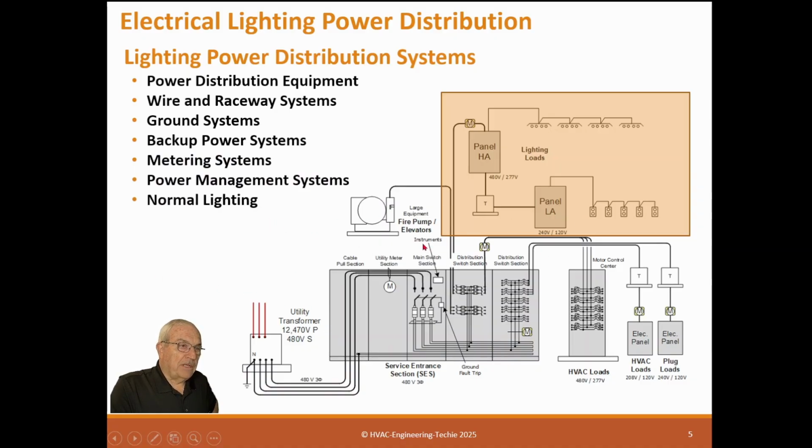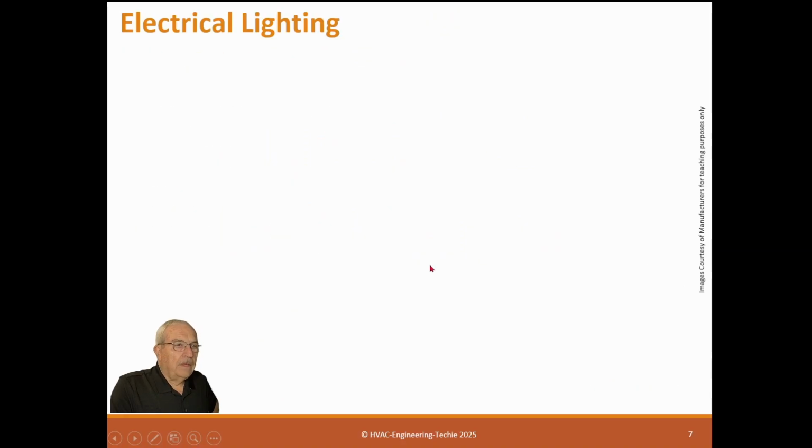And of course, power management systems, and there's normal lighting and emergency lighting, and I explained the reason is because emergency lighting has to be on standby power, where normal lighting does not. So lamps, electrical lighting lamps.